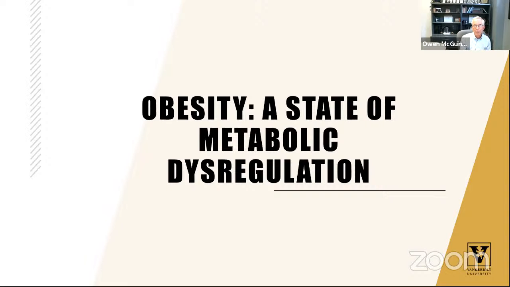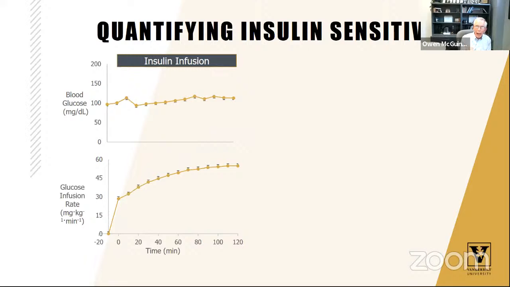And the reason why it happens is because obesity creates a state of hormone resistance, and the classical one is insulin resistance. And the way we quantify insulin resistance is we perform a hyperinsulinemic euglycemic clamp. So we infuse insulin in a fasted state, and then we try to hold the blood sugar constant by giving exogenous glucose, and you'll see the exogenous glucose infusion rate goes up over time. So the amount of glucose we have to give tells us how well this insulin is doing in supporting glucose homeostasis.